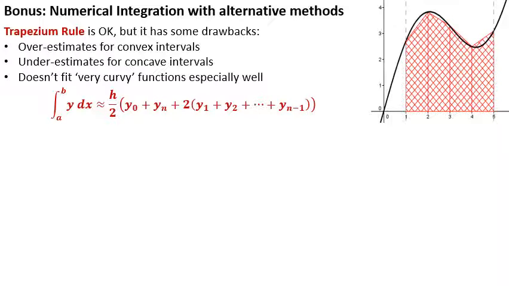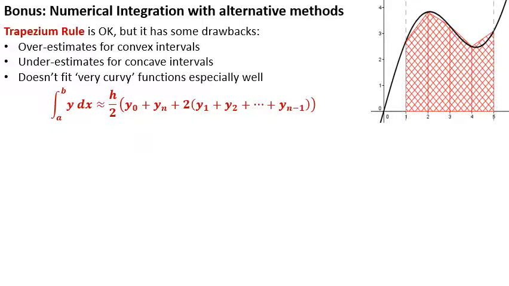You can see these drawbacks directly from this graph. I think this is the graph of x plus 2 sine x. For the concave intervals, say between 1 and 2 and between 2 and 3, you can see that the curve is underestimated. And for the convex intervals between 3 and 4 and 4 and 5, the curve is overestimated by Trapezium Rule. If you're lucky enough to have an interval that covers a similar quantity of convex and concave intervals, then these will mostly cancel out and you'll still get a reasonably good approximation. But it's unlikely that this will always be the case, and it's certainly not something you can assume.